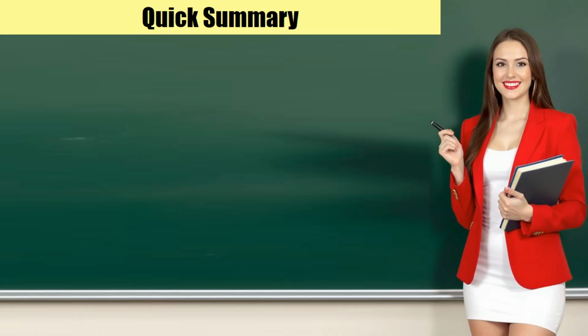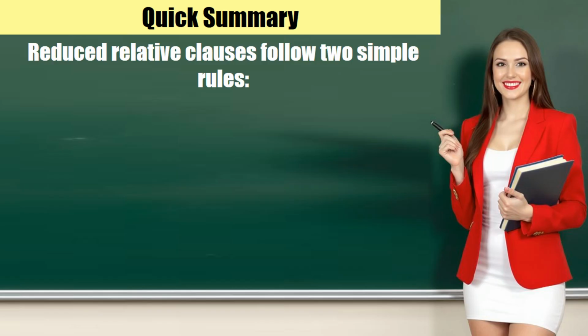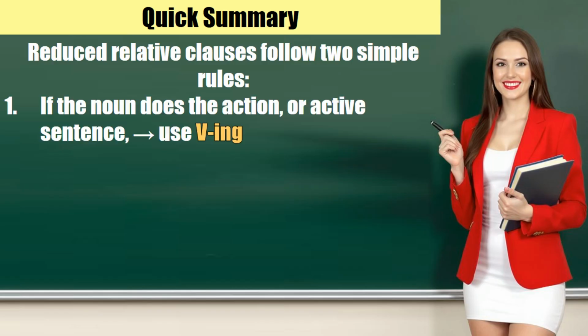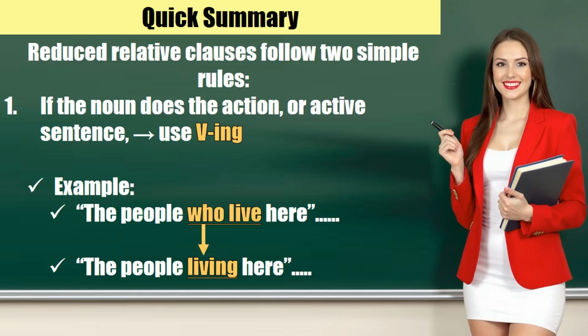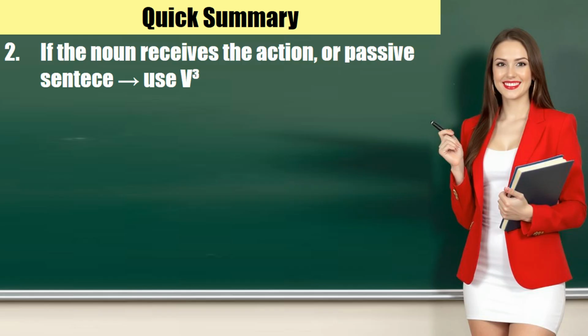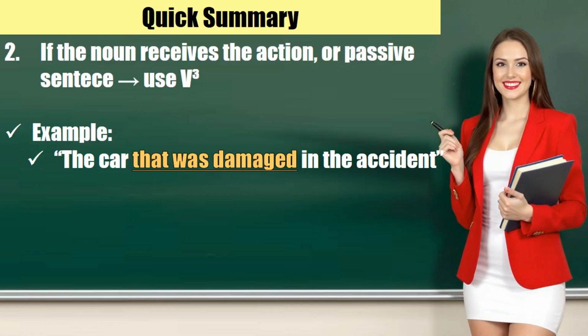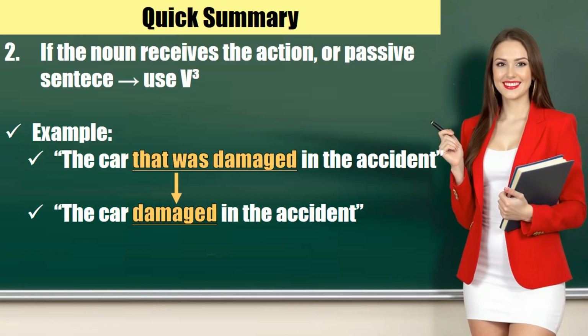Quick summary. Let's review the most important idea. Reduced relative clauses follow two simple rules. 1. If the noun does the action, or active sentence, use verb-ing. Example. The people who live here becomes the people living here. 2. If the noun receives the action, or passive sentence, use verb 3. Example. The car that was damaged in the accident becomes the car damaged in the accident. That's the key to understanding reduced relative clauses.